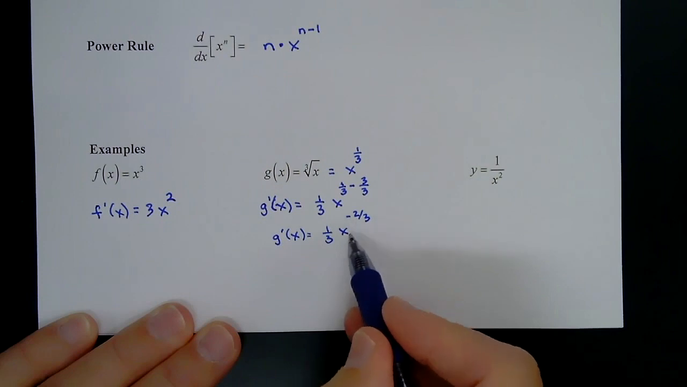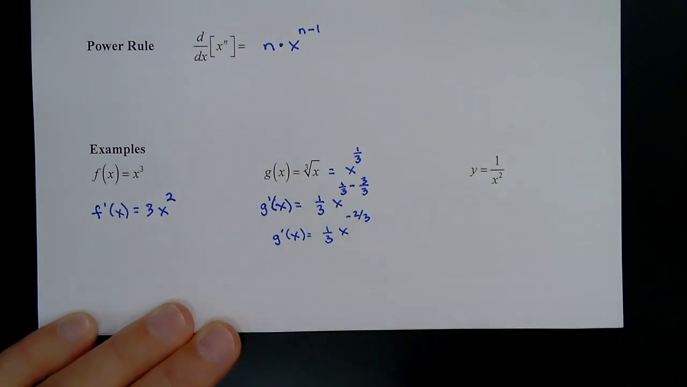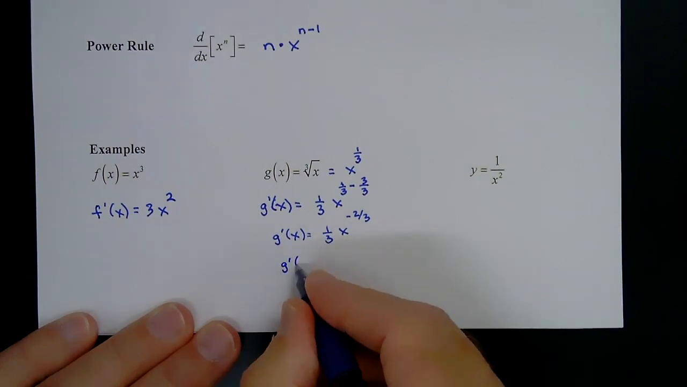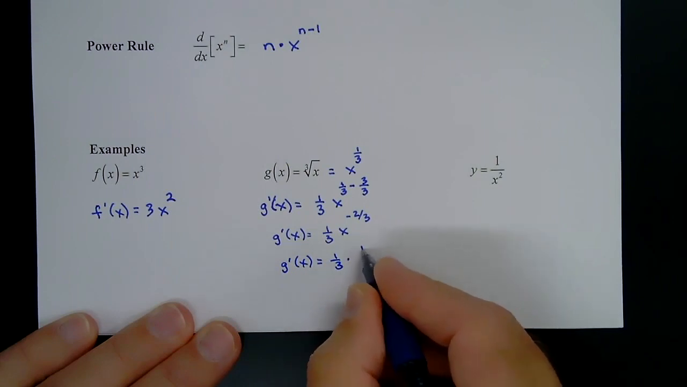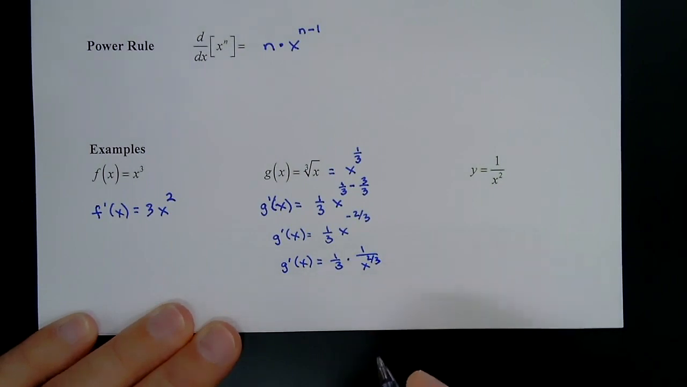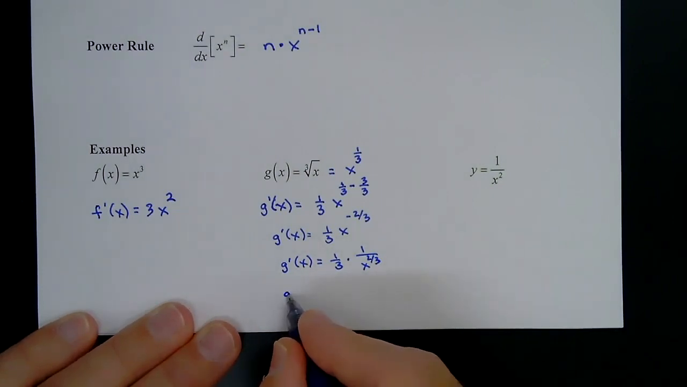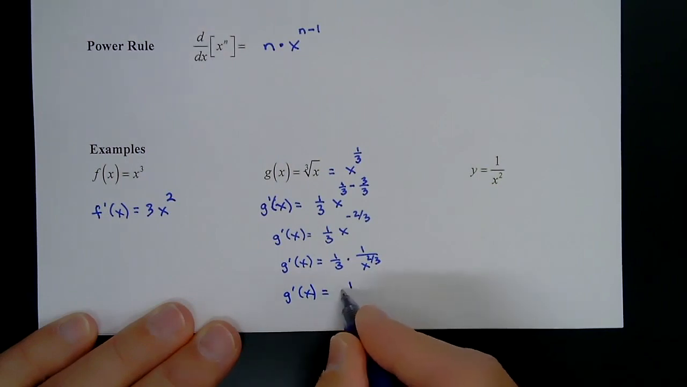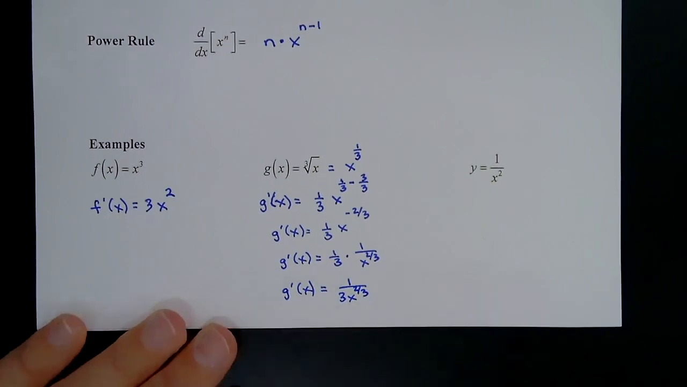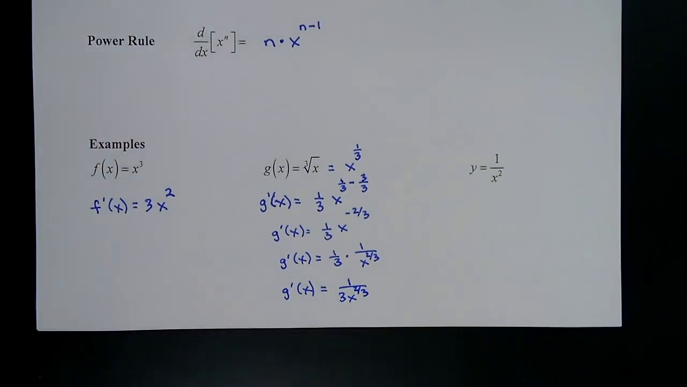And x to the negative 2/3 power, okay, I want you to write this without negative exponents, okay? So then that means g prime of x would equal 1/3 times 1 over x to the 2/3 power. And so that means g prime of x would equal 1 over 3x to the 2/3 power. And that's what the answer is to this.